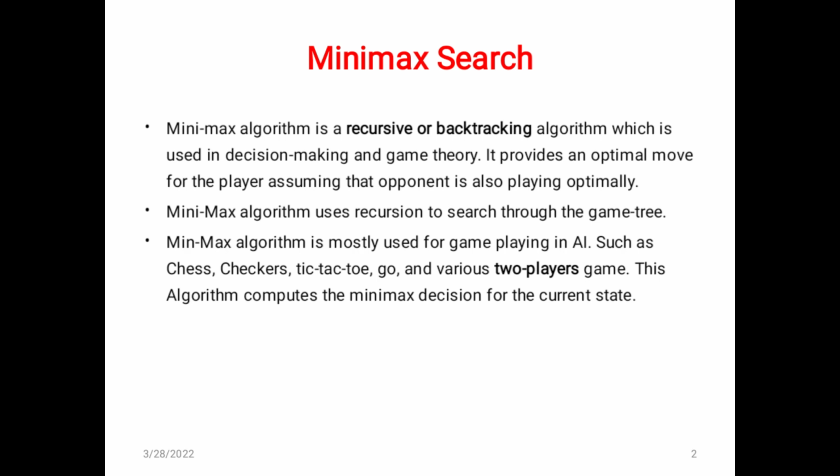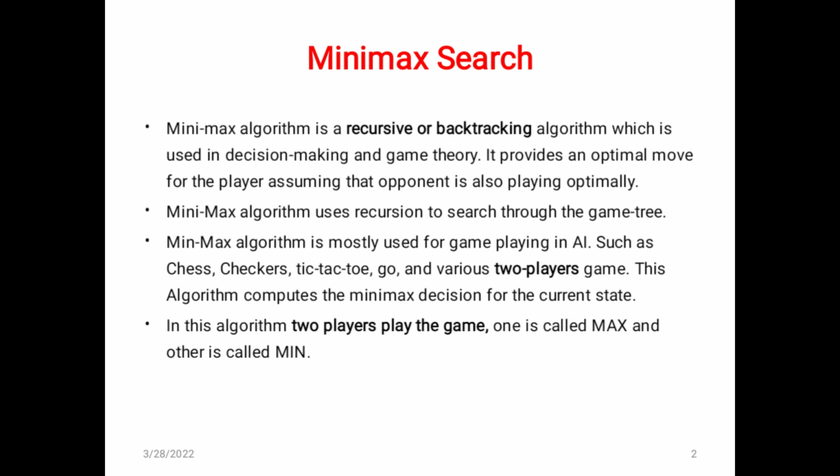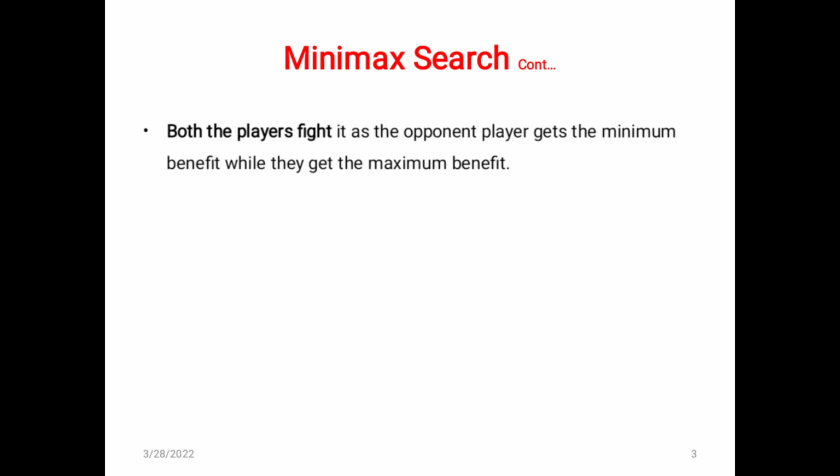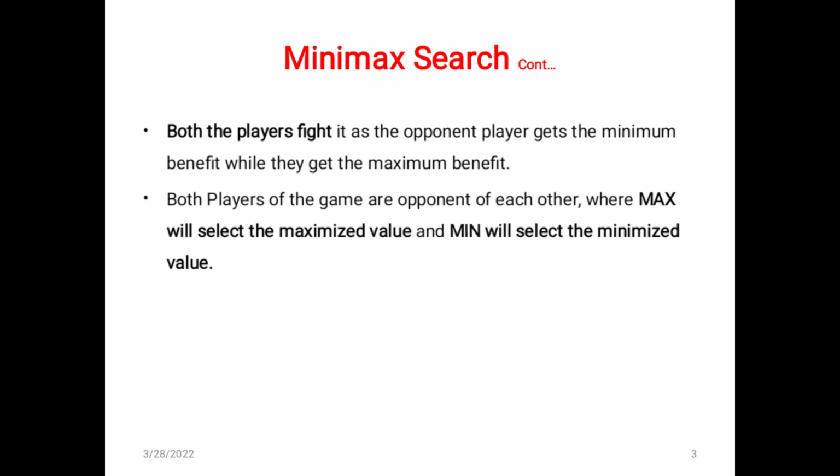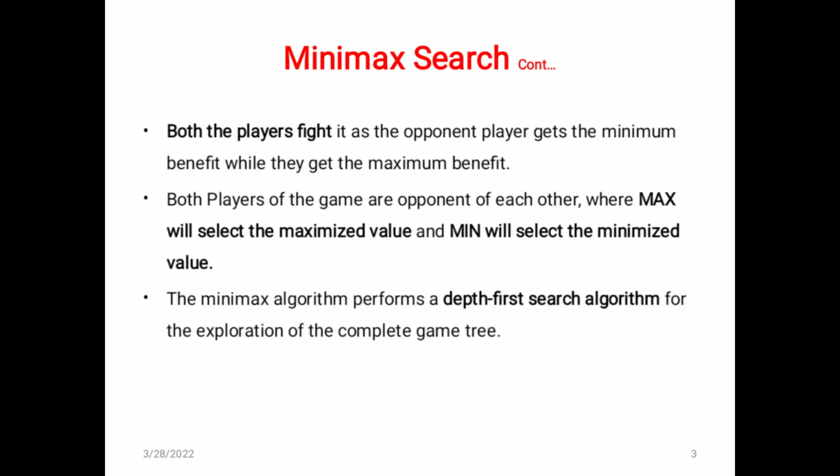All these are two-player games. The minimax algorithm is especially used in two-player games. One player is treated as the max player and the other is the min player. The max player always tries to get the maximum profit and minimize the benefit of the opponent player. The opponent player is the min player. Both players of the game are opponents to each other. Max will select the maximum value, and the min player tries to minimize the opponent's possibility to win the game.